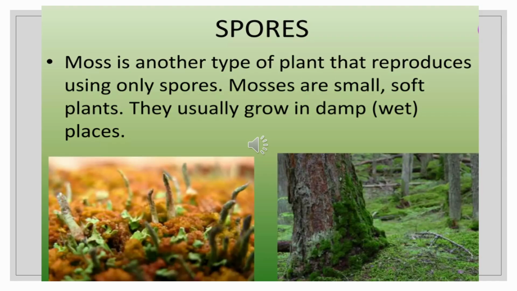Moss is another type of plant that reproduces using only spores. Mosses are small, soft plants, so they usually grow in damp, or in simple words, wet places. So looking at the two bottom photos there, those are moss. Okay, and they reproduce using spores.